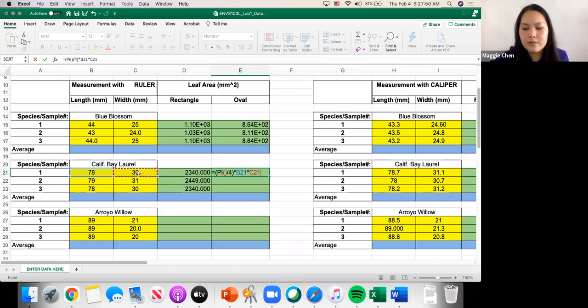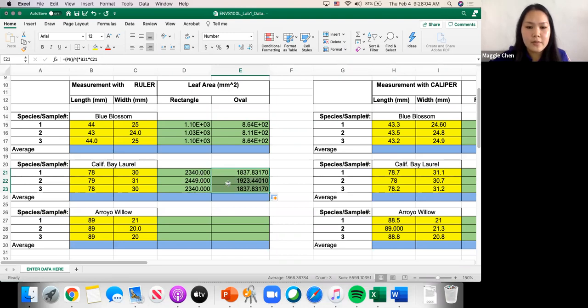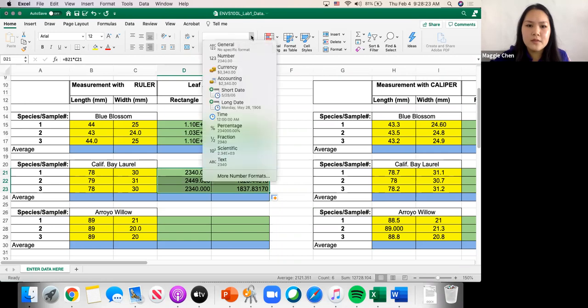So from here, we'll just click enter. And then again, we can just click and drag so that these cells just fill in with the formula that we just made. And then we can format this by selecting the cells that we want to change into scientific notation. Going back under the Home tab at the top here, right in the middle where it says number format, you can click on this drop-down menu, and all the way at the bottom, right underneath fraction, we can change it into scientific notation.